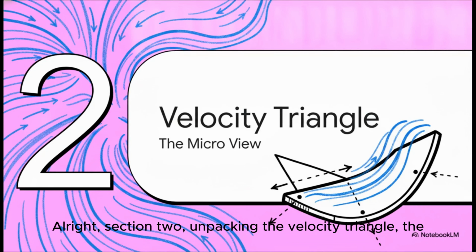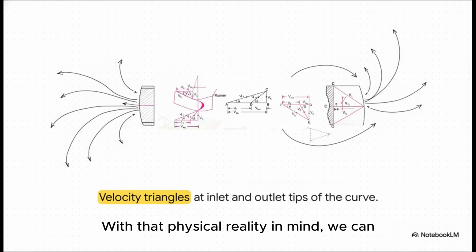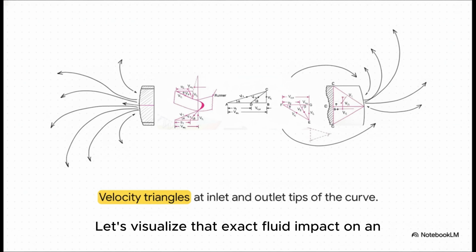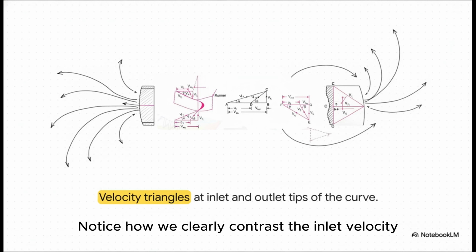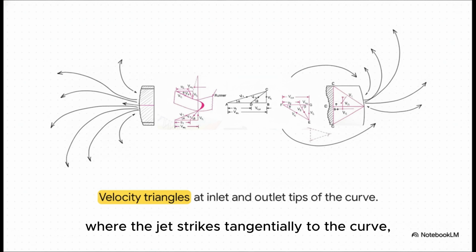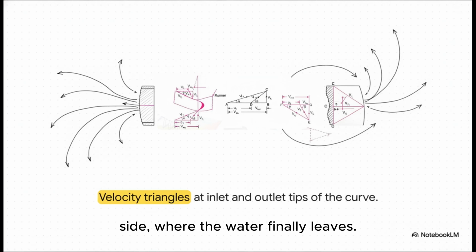All right, Section 2, Unpacking the Velocity Triangle, the micro view. With that physical reality in mind, we can start translating the water's motion into geometry. Let's visualize that exact fluid impact on an unsymmetrical, moving curved plate. Notice how we clearly contrast the inlet velocity vectors on the left side of the blade, where the jet strikes tangentially to the curve, against the outlet velocity vectors on the right side, where the water finally leaves.